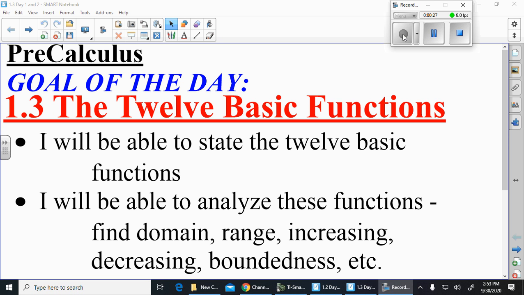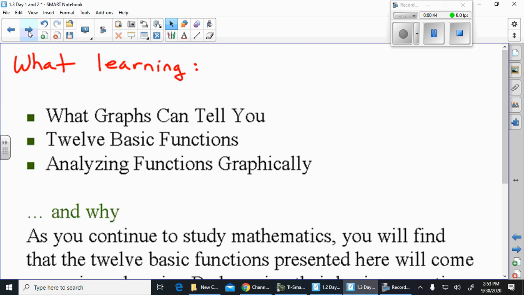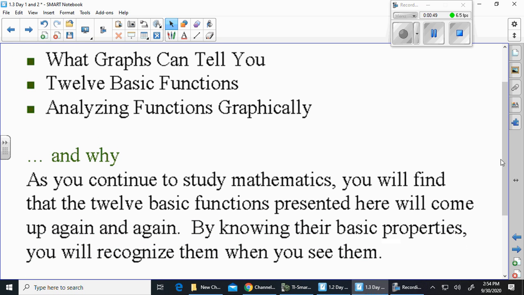But you're going to be given these functions, and then you're going to be able to do the things that we just got done talking about: domain, range, increasing, decreasing. Are they continuous? Are they bounded? Etc. As we continue to study math, you will find that the 12 basic functions presented here come up again and again. By knowing their basic properties, you'll be able to recognize them when you see them.